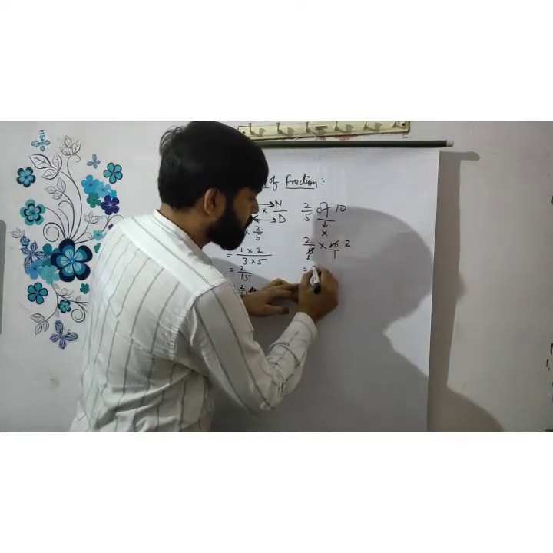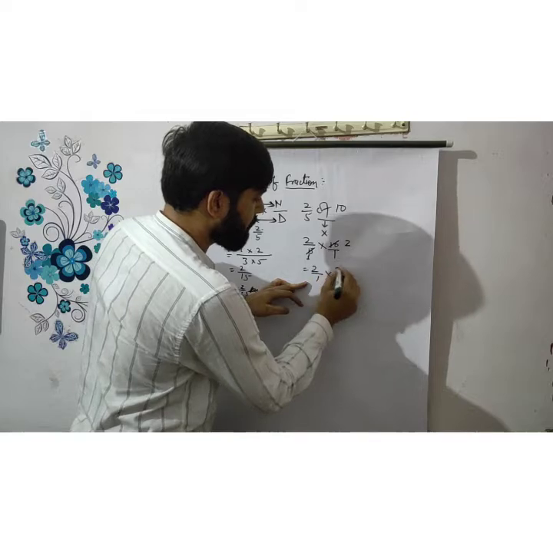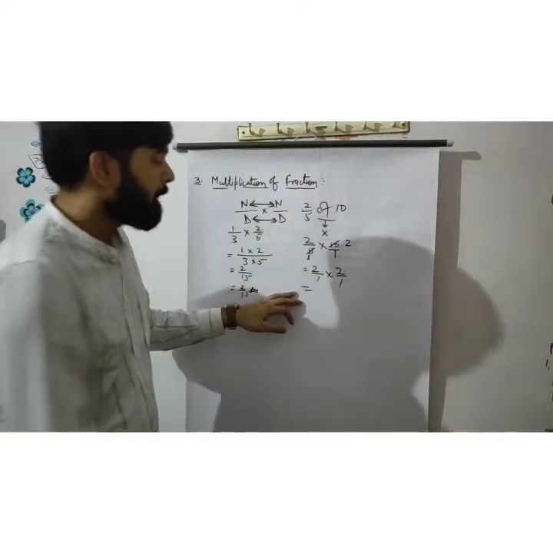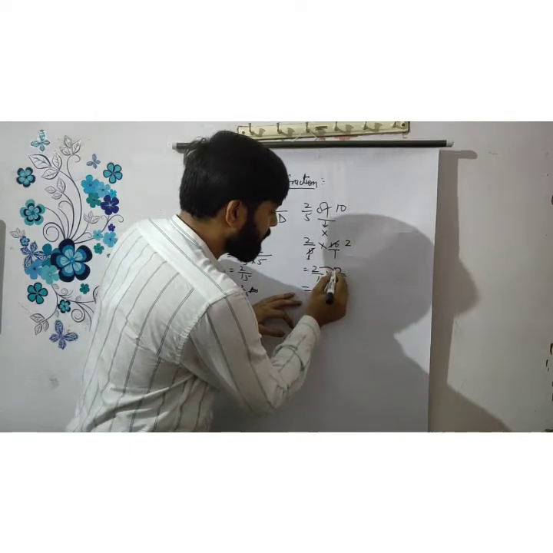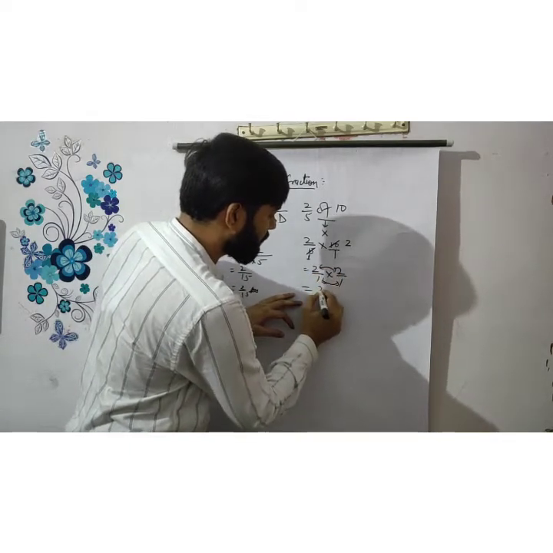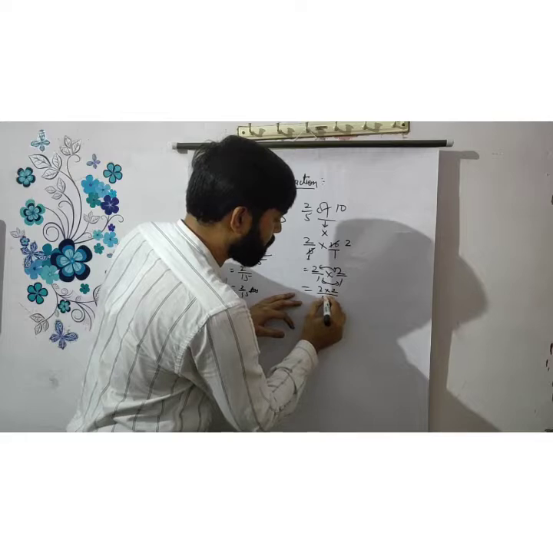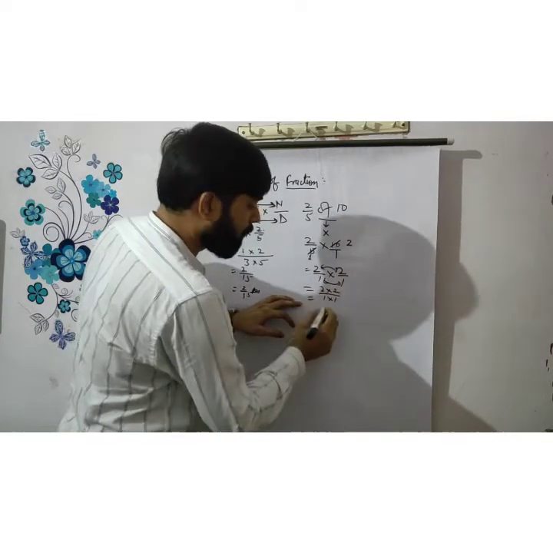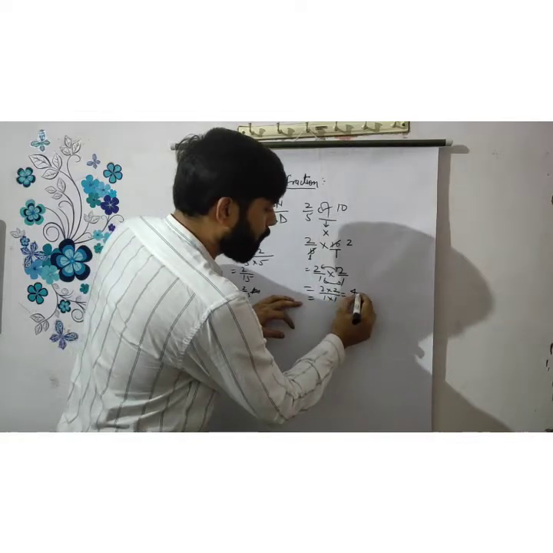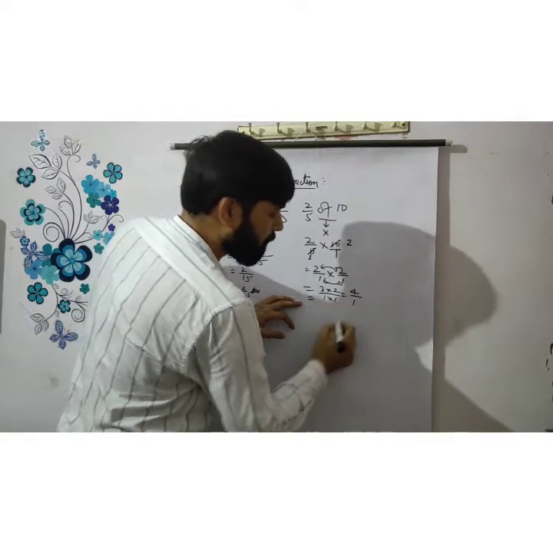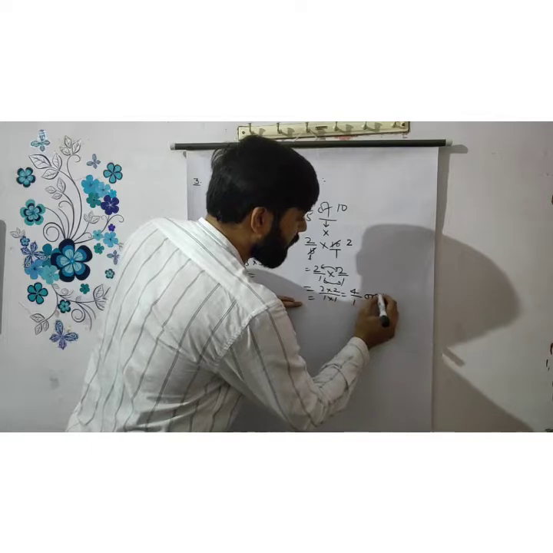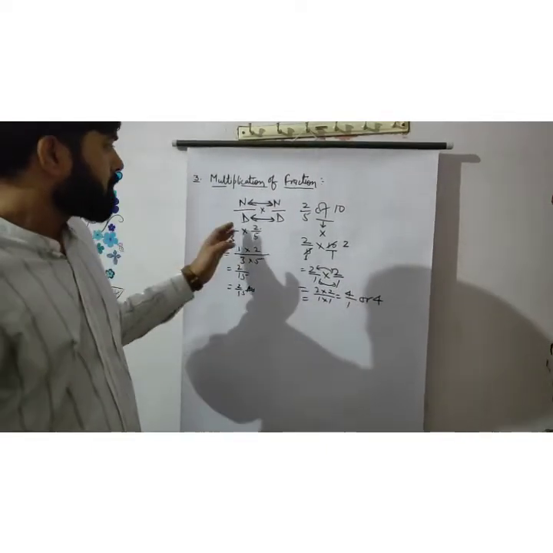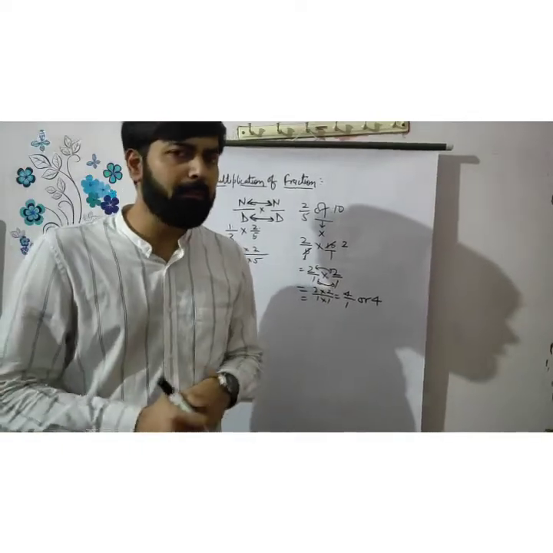So what is left here? 2 upon 1 multiply by 2 upon 1. So we can multiply numerator to numerator and denominators to denominators. 2 multiply by 2 upon 1 multiply by 1. Then 2 2s are 4, and 1 1s are 1. 4 upon 1, you can also write like this, only 4. So these are the first two examples of the multiplication.